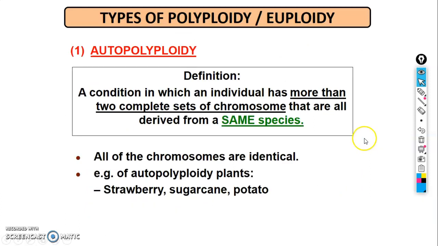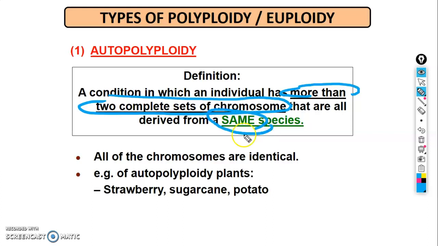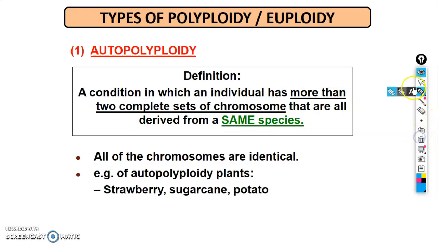Okay. And types of polyploidy, which is autopolyploidy. Autopolyploidy was mentioned before this. It is the condition in which an individual has more than two complete sets of chromosomes, a definition of altered numbers of chromosomes, that derive from the same species. The key word is same species, and all the chromosomes are identical. Examples of autopolyploid plants are strawberry, sugarcane, and potato.